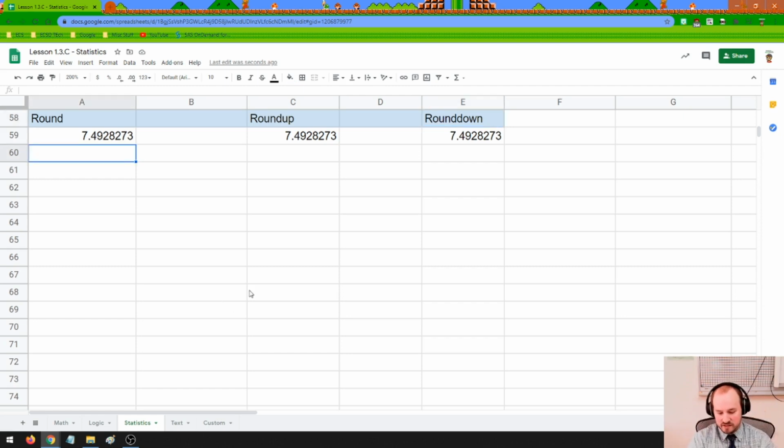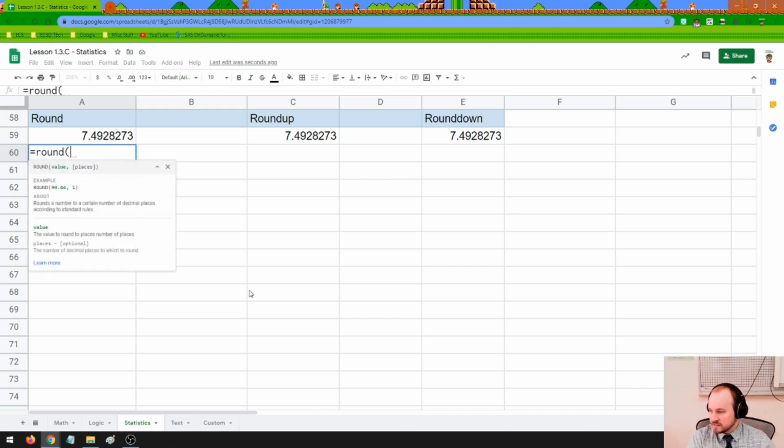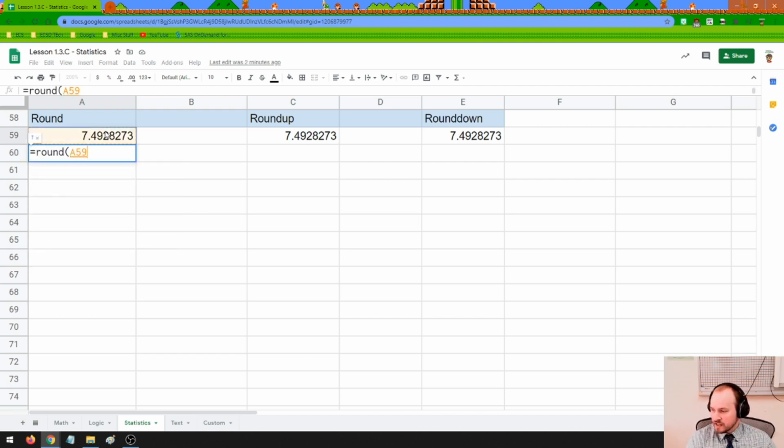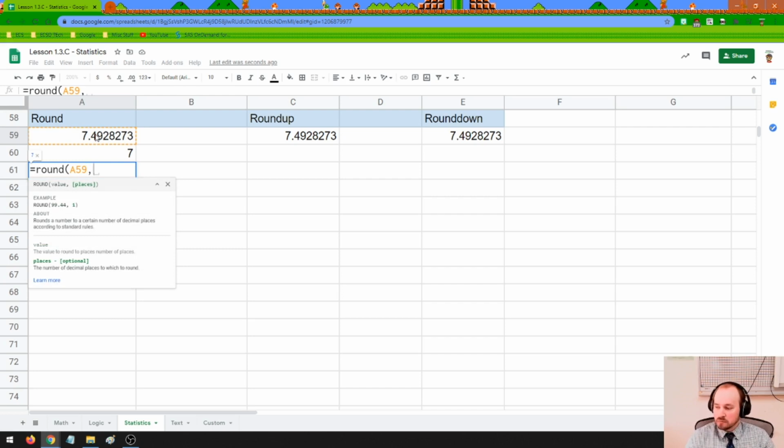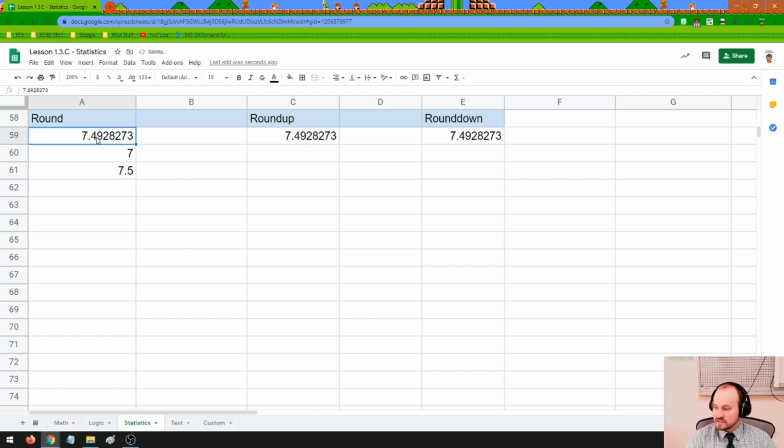So let's try some of these. Equals ROUND, parentheses. We want to say this value, and then if we just close it off, we can even see right here that it's going to go to 7. All right. If I try it again, equals ROUND, parentheses, we can put in that value again, but then comma, I can decide how many decimal places I would like this to be rounded. So I could say round it to 1 decimal place. All right, that rounded it to 7.5 because it's 1 decimal place here.